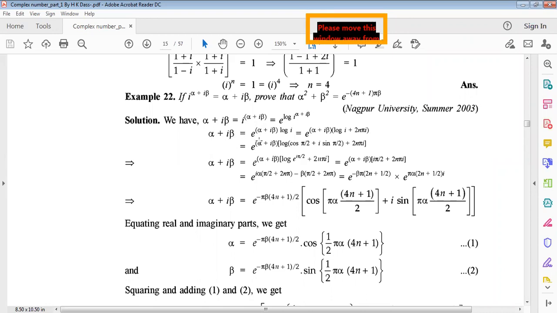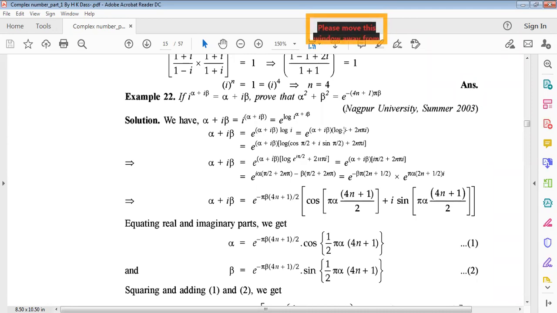So alpha plus i beta equals e to the power, alpha plus i beta is the power. So this will come before log, right? This is the property of log. The power will become multiplied: alpha plus i beta into log i only. So e to the power alpha plus i beta log i means what?